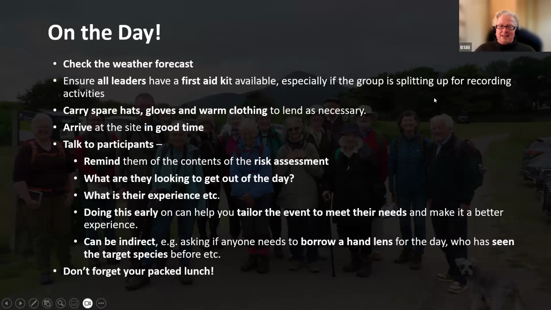As Matt has already said, ensure that all leaders have the equipment they need if you're splitting the group into various parties, especially things like first aid kits. I like to carry spare hats, gloves, and a warm garment, because there's always somebody who, on a chilly day, hasn't managed to bring those along. And something that I'm not always very good at: arriving at the site in good time, so that you're the first one there, or certainly one of the first there, to gather your participants together.